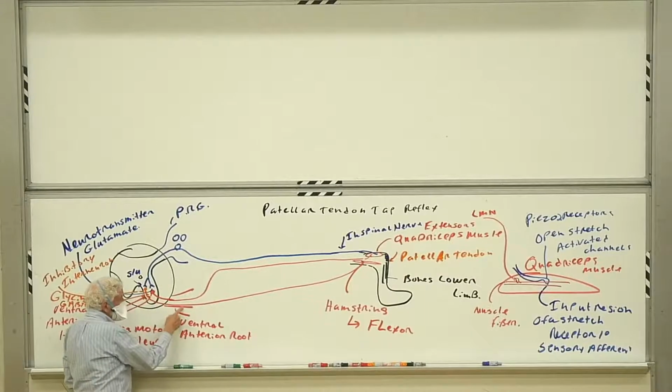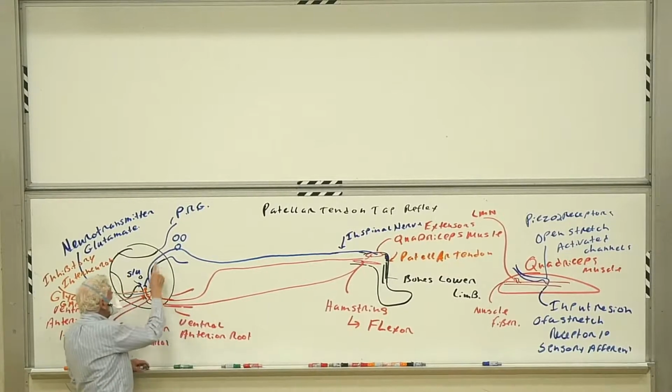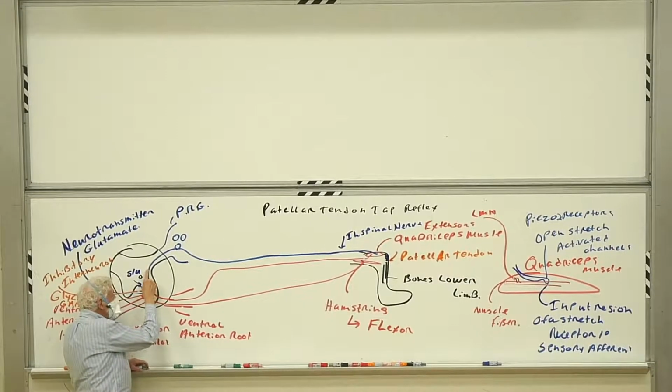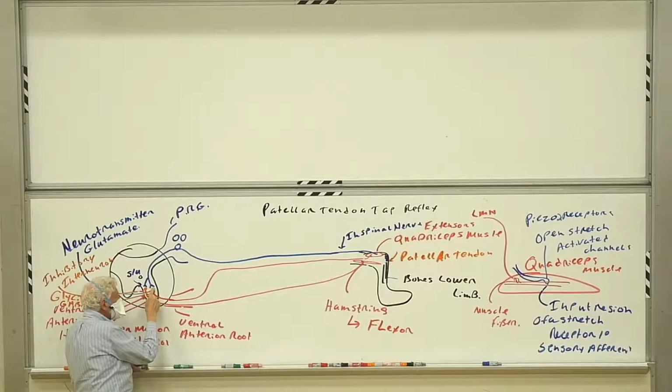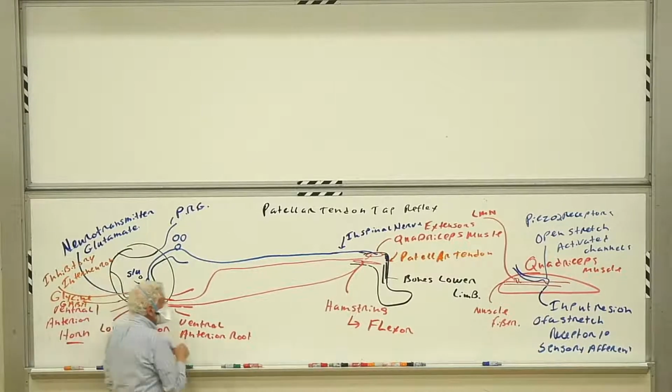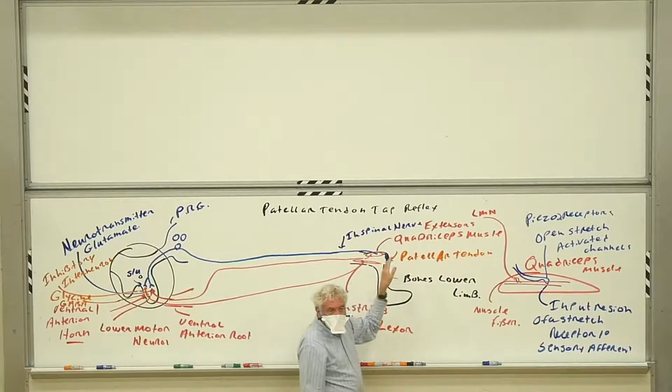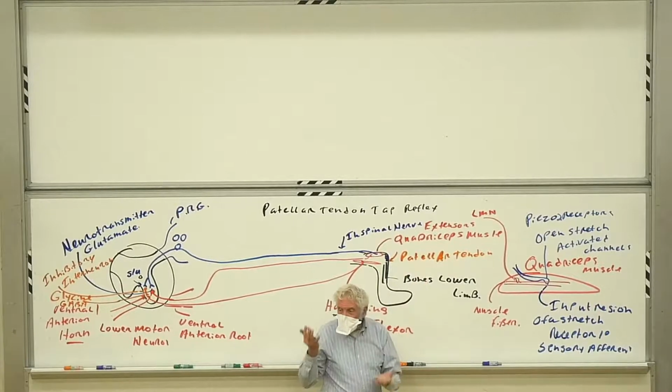It would then synapse onto the lower motor neuron going to the hamstrings, and that primary sensory afferent innervating directly the lower motor neuron going to the hamstrings would release neurotransmitter onto an interneuron that would inhibit the motor neuron going to the quadriceps. So we're always running these things opposite one another.